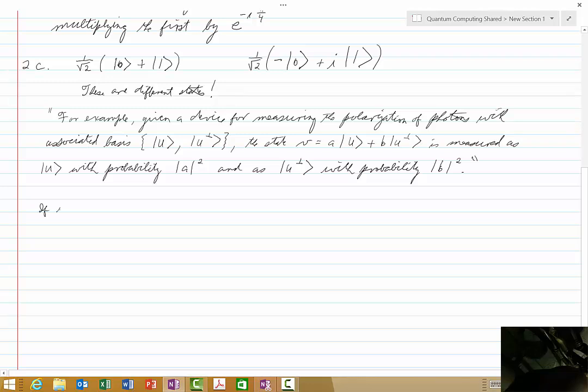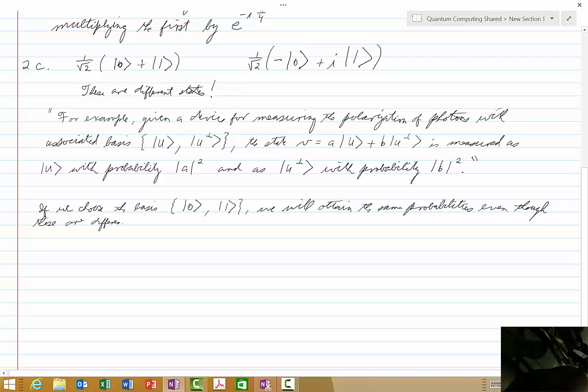I'll say if we choose the basis 0, 1, we will obtain the same probabilities even though these are different states. Now, let's prove that.